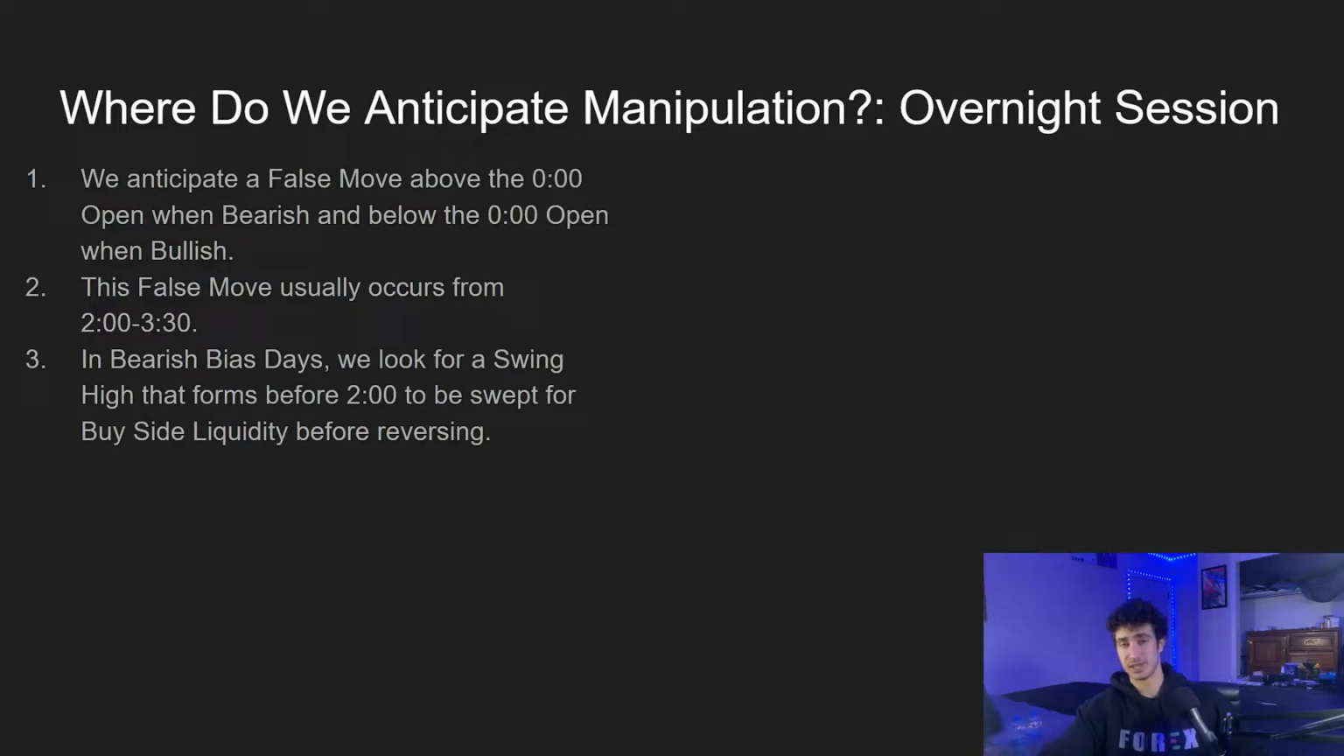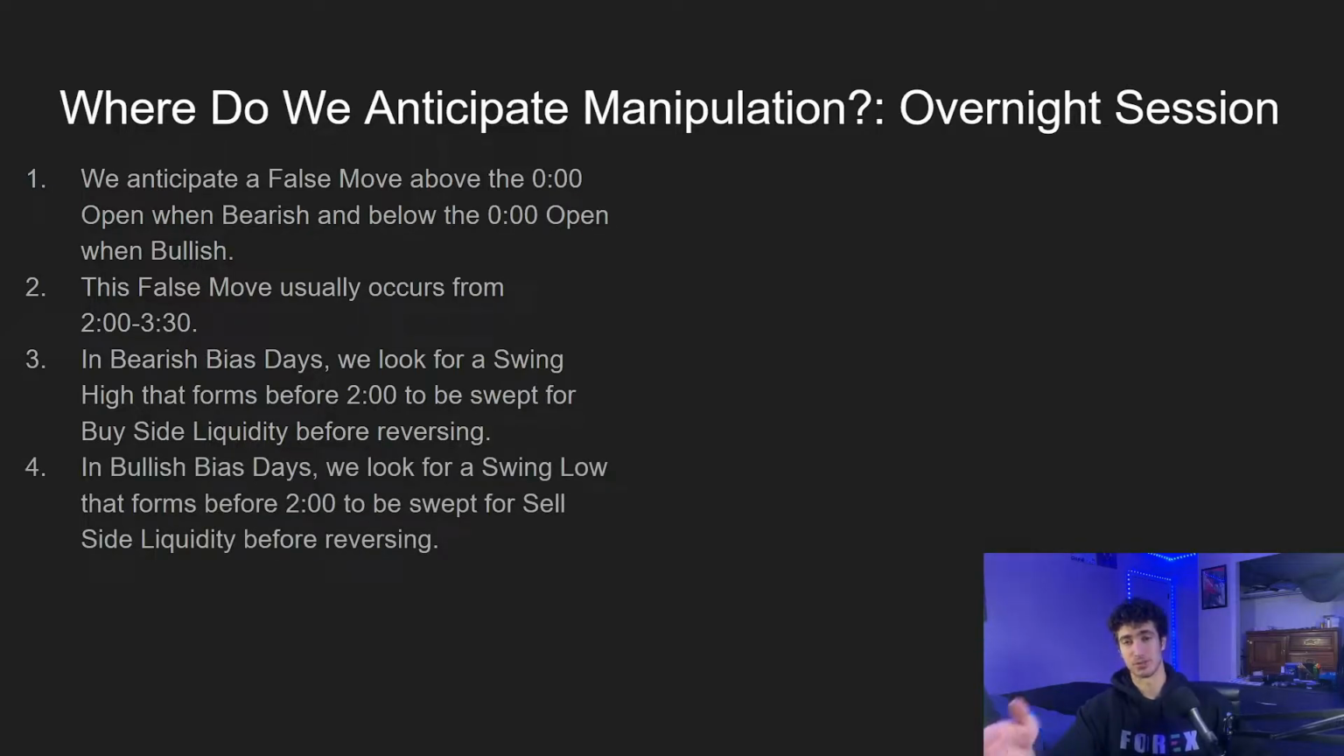And in bearish bias days, while also looking for a run above the midnight open, we also look at a swing high to be captured for buy side liquidity before moving lower. And this is the opposite for when we are bullish. We look for a swing low that formed before 2 o'clock to be swept before running higher.